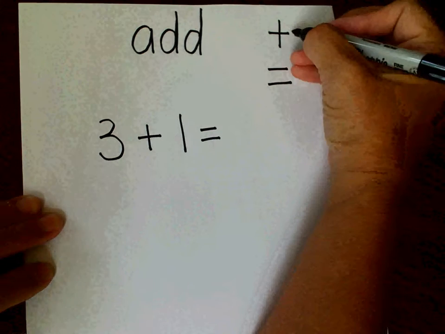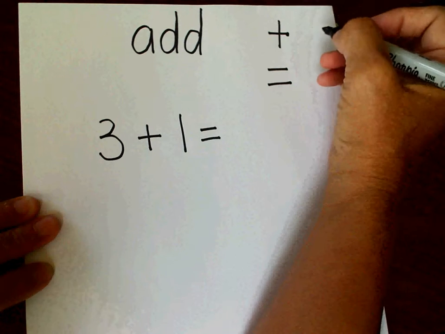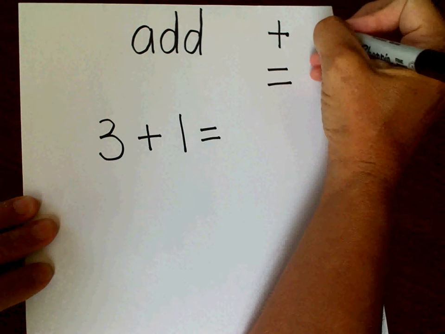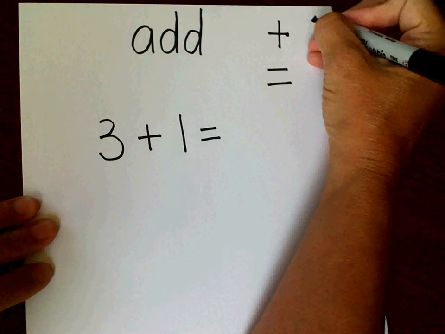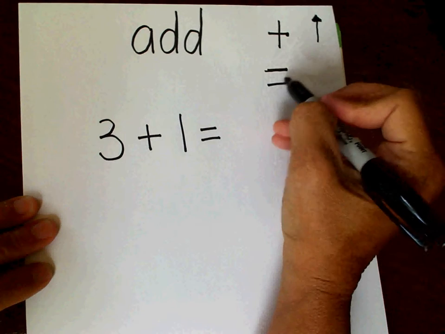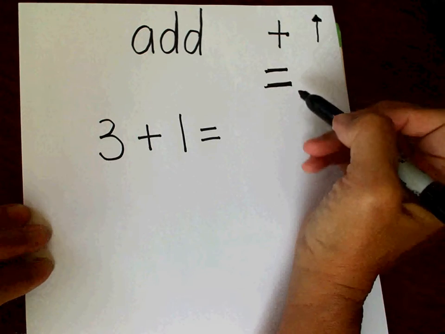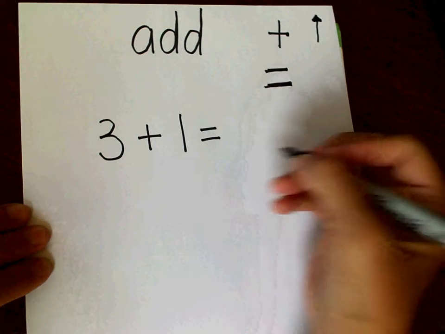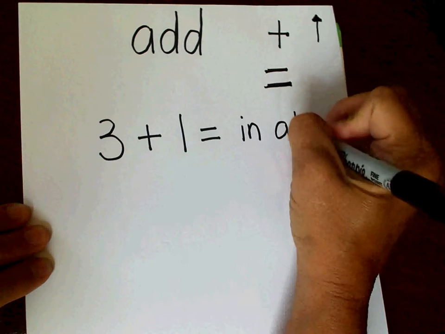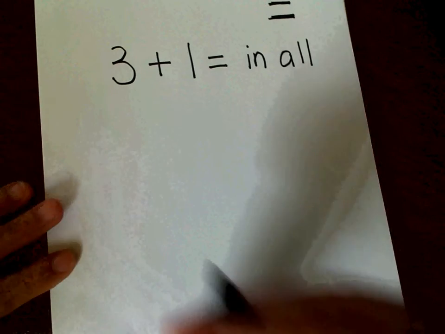Now, this plus symbol up here tells us that we're going to add numbers together. We are going to take a number and make it bigger. That number is going to get larger. This is the equal sign. And when you see this in a number sentence for addition, it means how many we have in all, or all together. Let's review some simple addition.